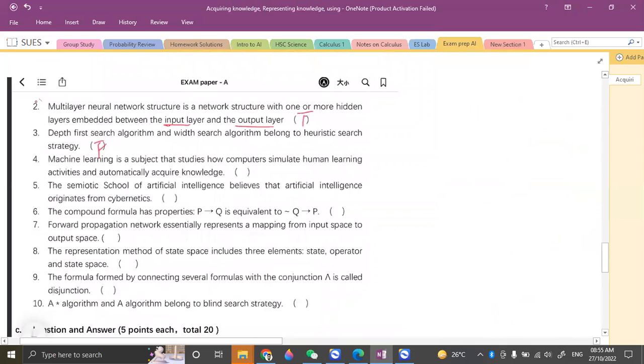Multi-layer neural network is a network structure with one or more hidden layers embedded between the input layer and the output layer. Yeah, so we have a multi-layer neural network, right? So we can have one or more hidden layers embedded between the input and output layer. So this is true.